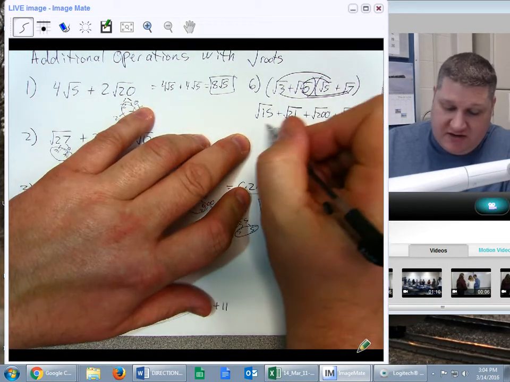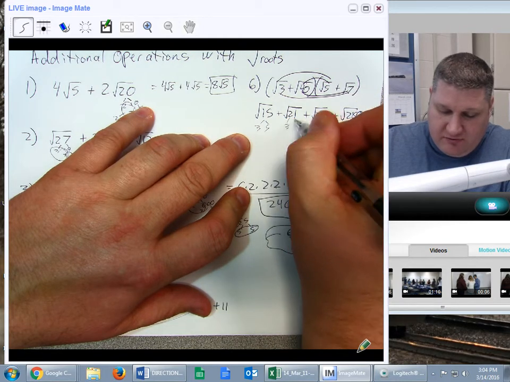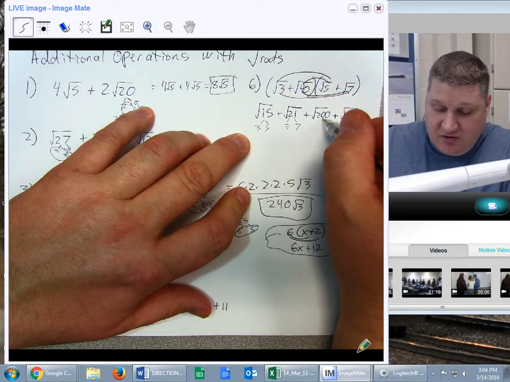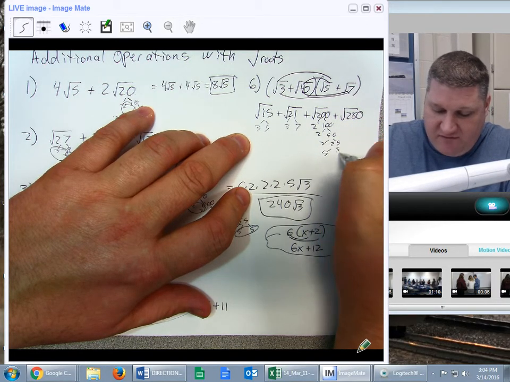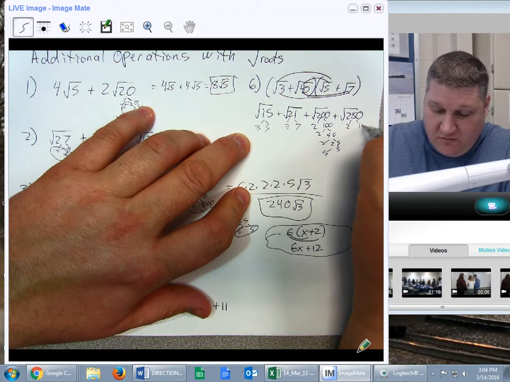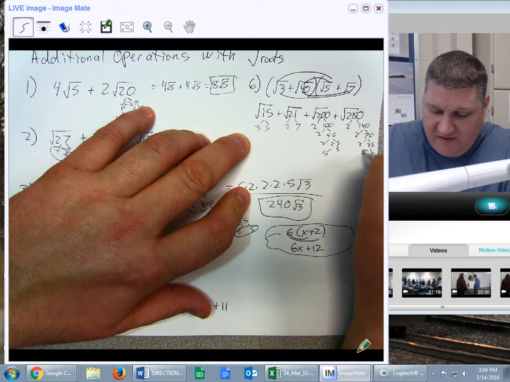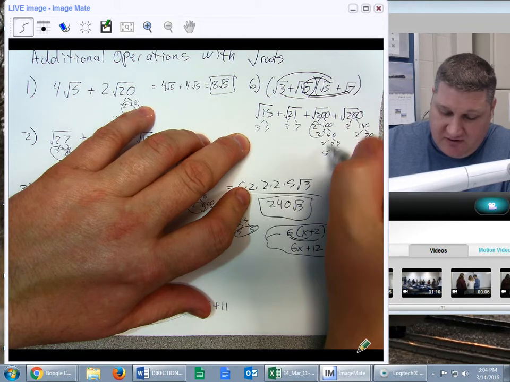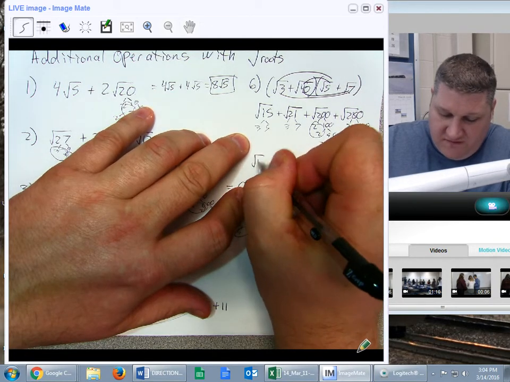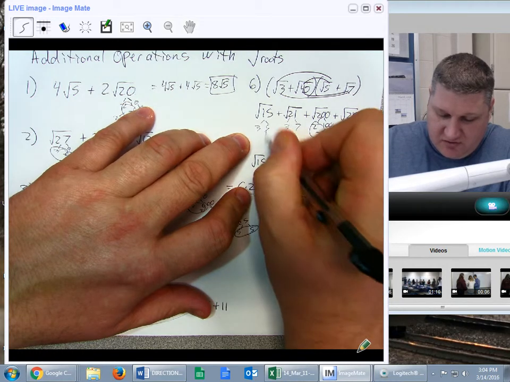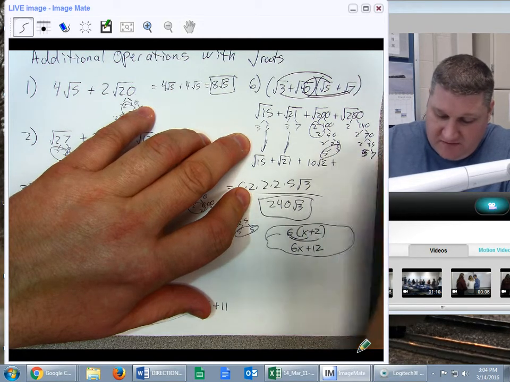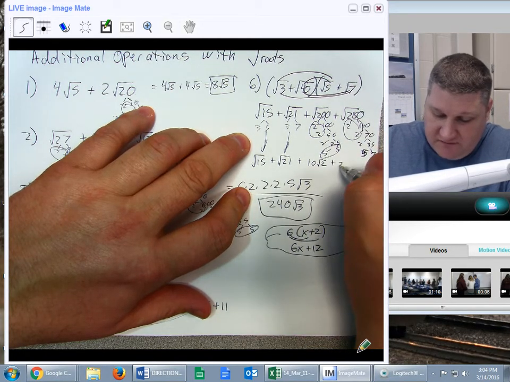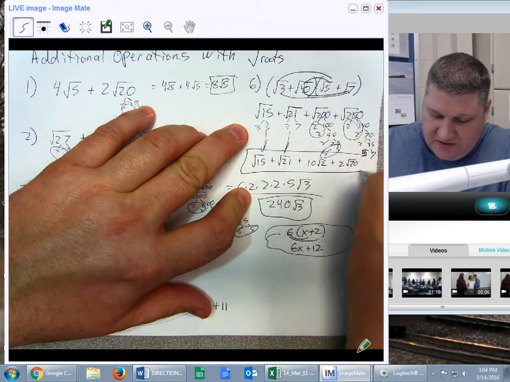Okay, so at this point, you try breaking it up. 3 and 5, nothing I can do. 3 and 7, nothing I can do. 200, well, 2 and 100, 2 and 50, 2 and 25, 5 and 5, so that works out. 2 and 140, 2 and 70, 2 and 35, 5 and 7. So in this case, I got a pair of 2s, a pair of 5s. So I get root 15 plus root 21, because I couldn't do a thing with them, plus 10 root 2, plus I got a pair of 2s, and that's all I got, 2 root 70. That's the best I can do.